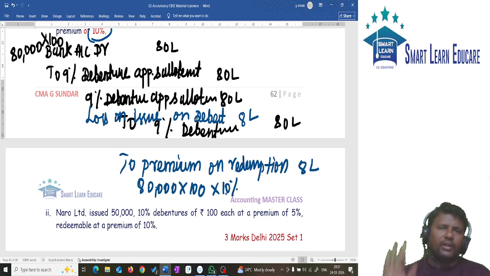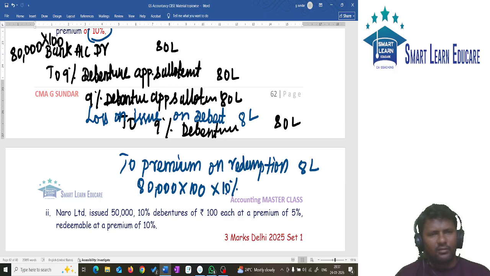So just two entries. What are the two entries? First entry, bank account debit to 9% debenture application and allotment. Second entry, debenture application and allotment account debit to 9% debenture as usual. Also you should write, whenever it is redeemed at a premium, loss on issue of debentures account should be debited and premium on redemption of debentures account should be credited.